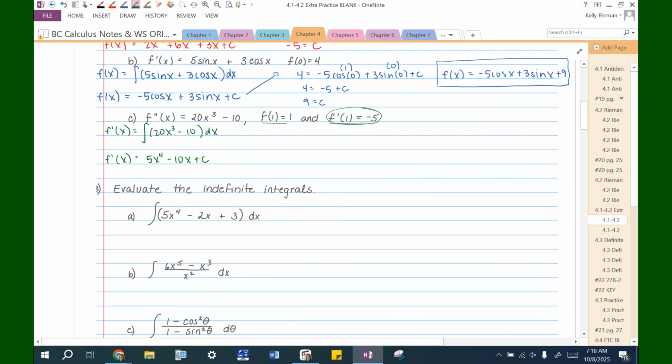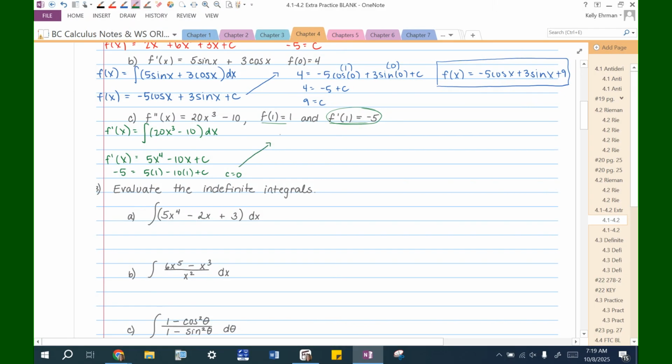F prime of 1 is negative 5. So negative 5 equals 5 times 1 minus 10 times 1 plus c. So this is 5 minus 10, which is negative 5. So if I add 5 over, I get c equals 0. On this problem, when c equals 0, that sort of allows you to get away with forgetting about finding c. But on an AP test, you would be getting credit for showing that you calculated c. They always say something like use the given value to find c.